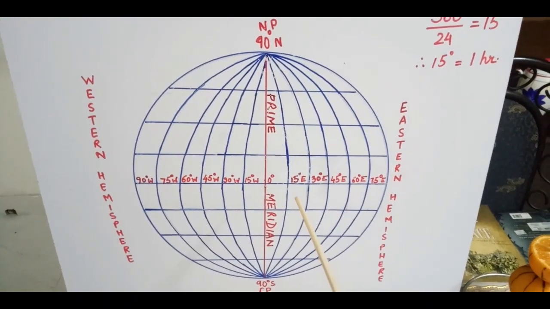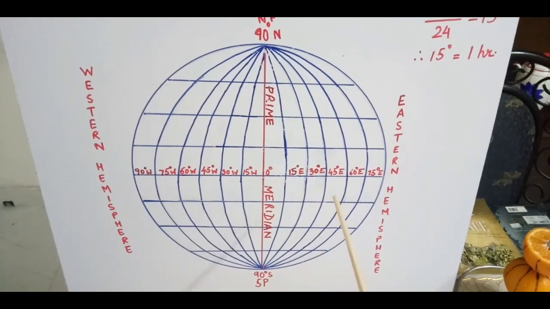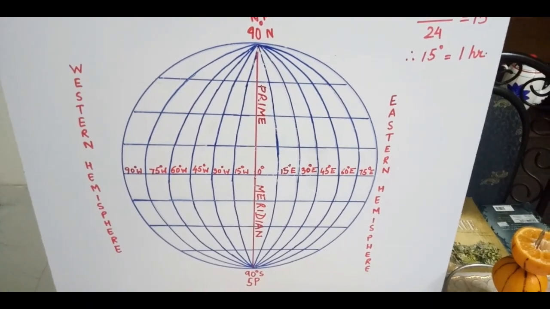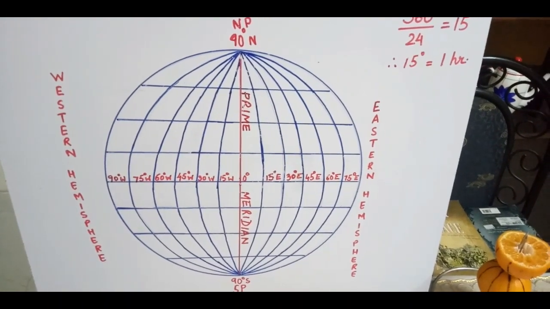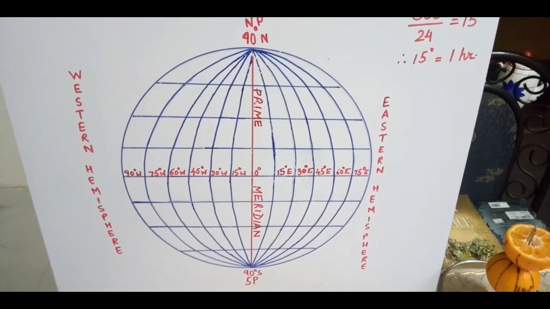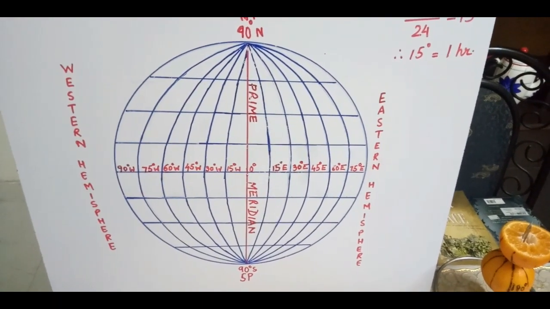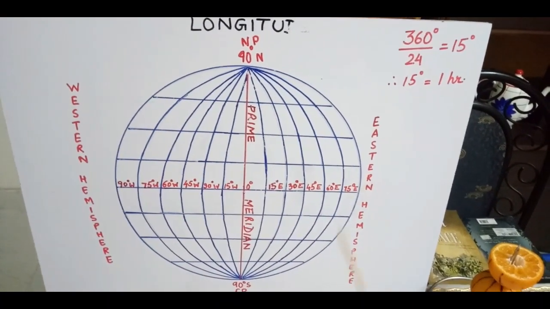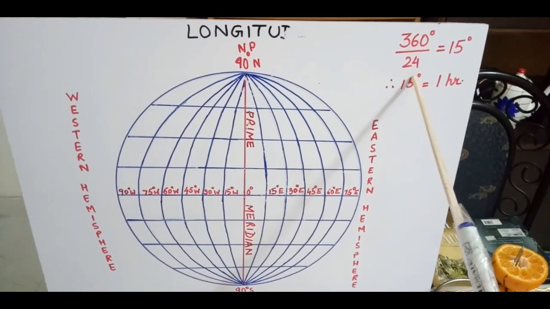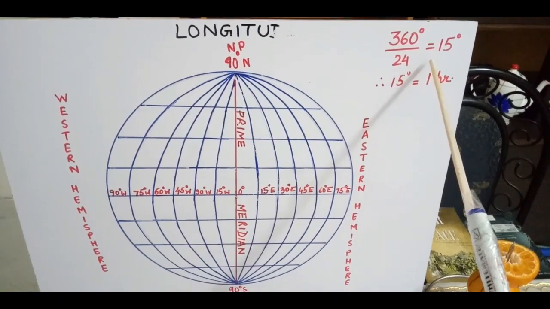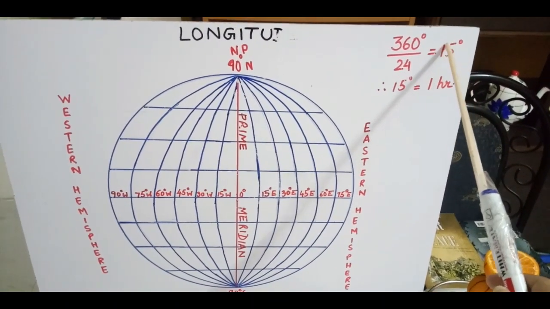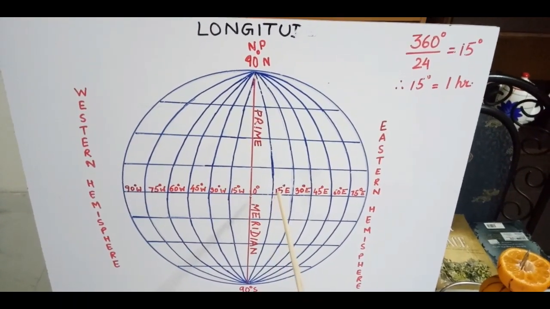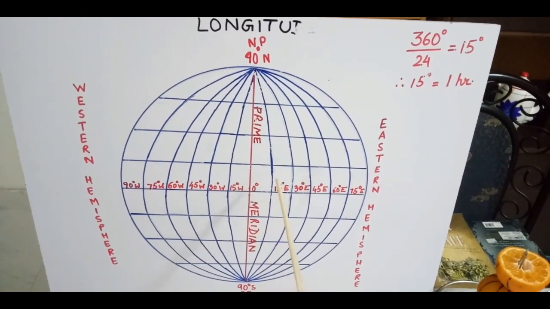Now, how many meridians are there? 360 meridians are there. The earth takes 24 hours to complete one rotation. So we calculate the time of the earth on the basis of this number. We divide 360 by 24, the time taken by the earth to rotate, and the answer we get is 15. That means there is a difference of 1 hour at every 15 degrees east or west.